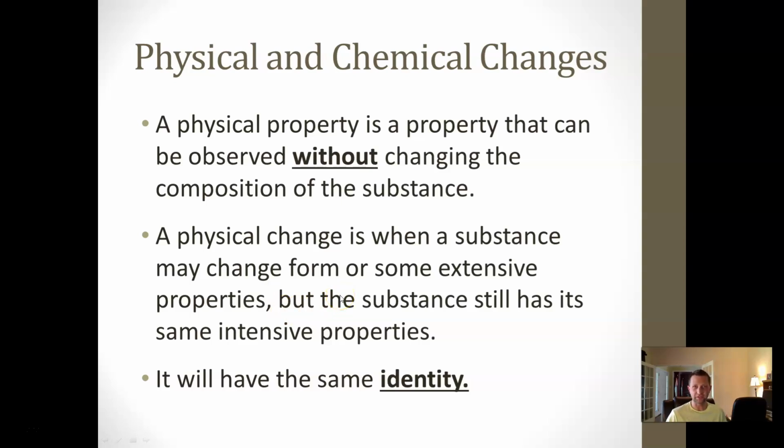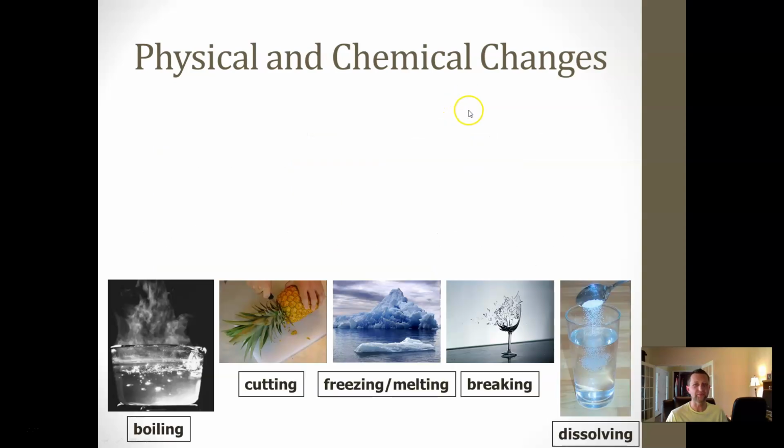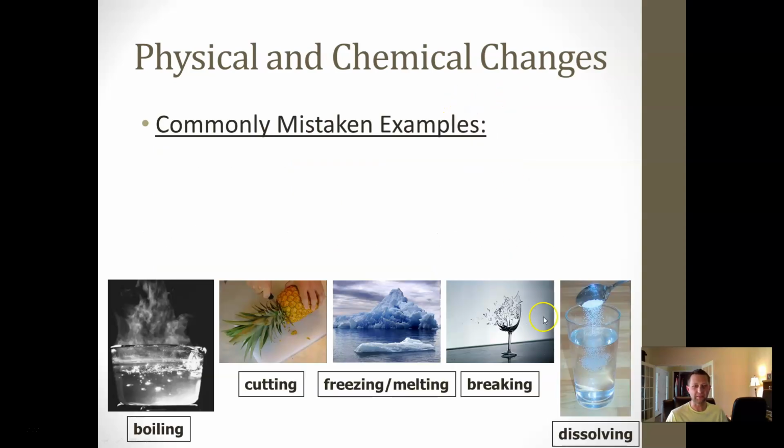A physical change is occurring when you have the same identity before and after. So if you take your shirt and rip it in half, it's still a shirt, right? Half of a shirt and half of a shirt, but still a shirt, still made out of cotton or polyester or whatever. We'll look at a couple more in the next slide. These are some common examples I have on the bottom here: boiling, cutting, freezing, melting, breaking, dissolving. These are all physical changes.